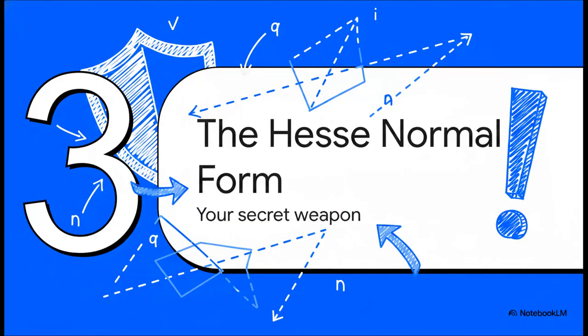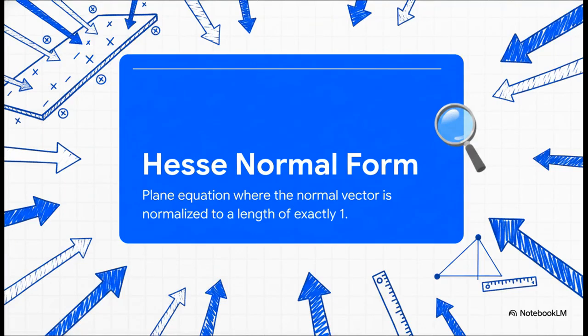All right, let's look at Section 3, the Hesse normal form. This is your secret weapon. The crucial point here is that you must normalize the normal vector before you attempt to calculate any distances. Listen to me carefully. If you just use the standard implicit form we just discussed, your exam answer will be spectacularly wrong. The Hesse normal form requires your normal vector, denoted as n0, to be strictly normalized.